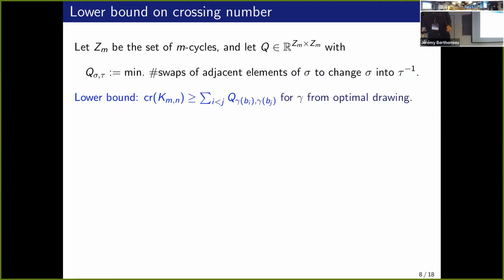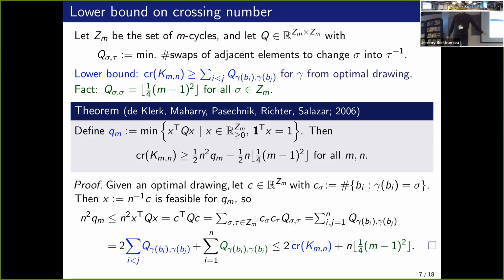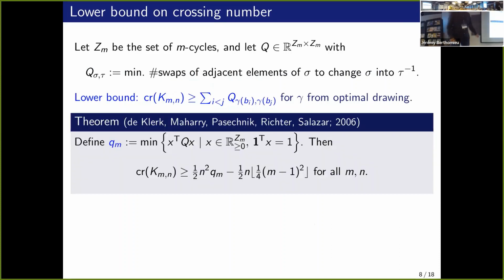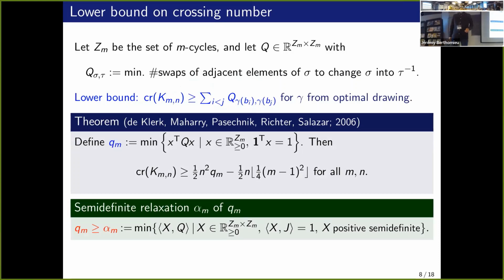Good. Well, maybe not so good, because it's still hard to compute this parameter. So we want to consider relaxations of this parameter. Here is the parameter again, and now we consider a semi-definite relaxation alpha m of this parameter qm. We compute the minimum of the inner product of x and q, where x is a matrix indexed by Zm, entry-wise non-negative, whose inner product with the all ones matrix is 1, and x is positive semi-definite.